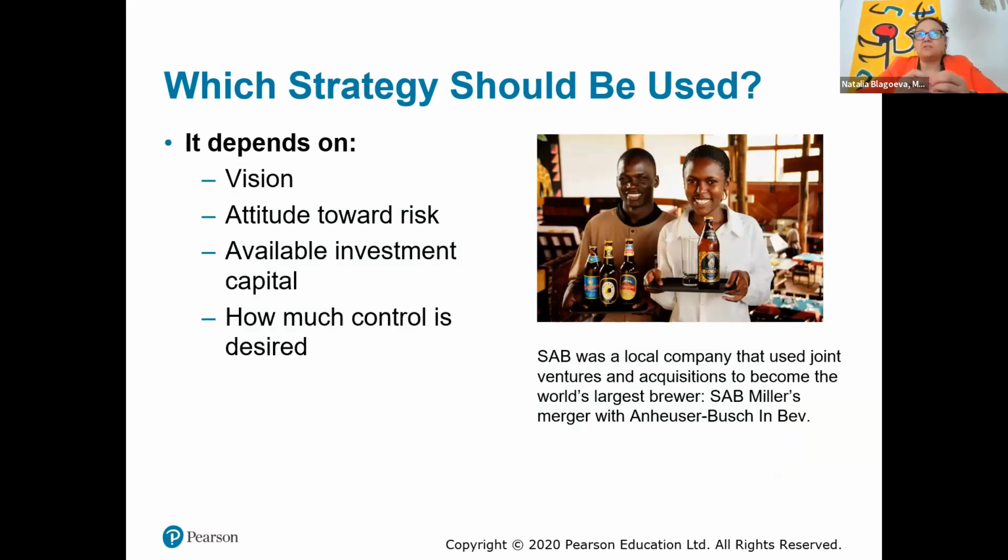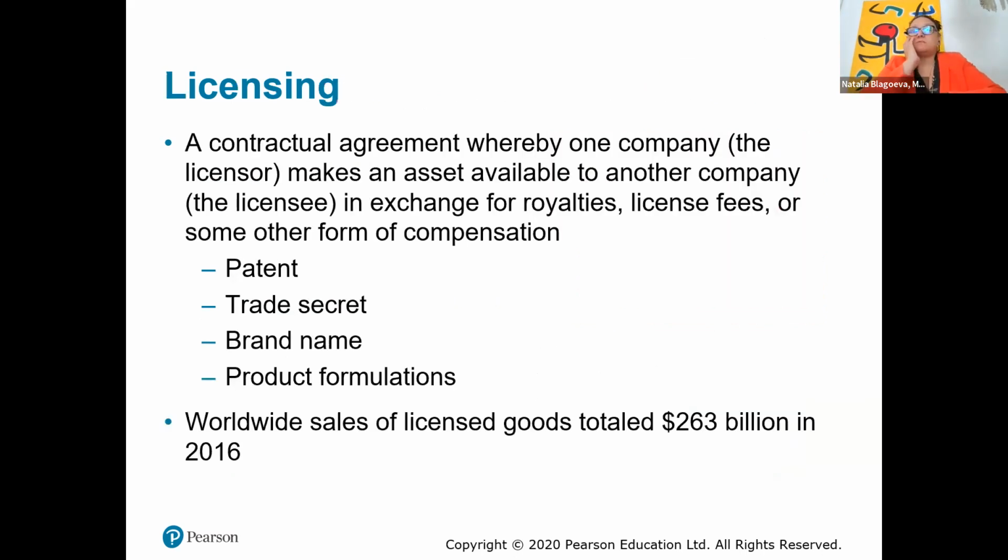Now, the question is which strategy should be used. This will depend on things like our vision, our attitude towards risk, how much capital we have, and how much control is desired. In a licensing agreement, one company, the licensor, makes an asset available to another company in exchange for royalties, license fees, or some other form of compensation. Under a licensing agreement, we could be giving the right to another company to use a patent, trade secret, our brand name, or product formulations.